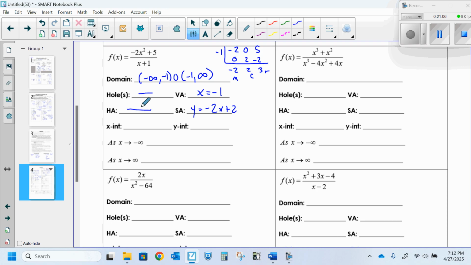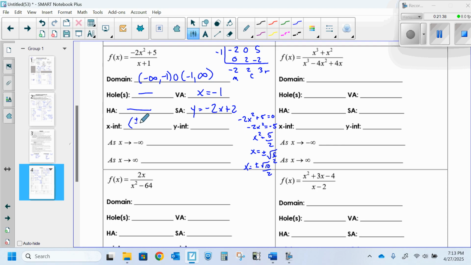X-intercepts, goodness, what is that? Let's see. We've got to set that equal to 0. Let's come over here: -2x squared plus 5 equals 0. All right, we're going to have to rationalize that. Multiply the top and the bottom by the square root of 2. So you get the square root of 10 over 2. Yep, so you have 2 x-intercepts.